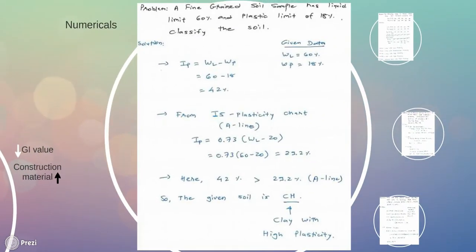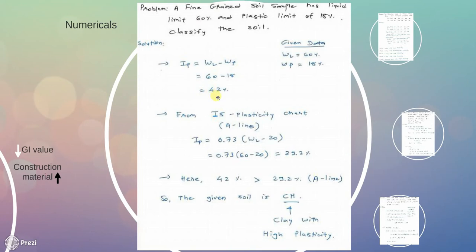Let us go further in the numericals. Problem 1. A fine-grained soil sample has liquid limit 60% and plastic limit of 18%. Classify the soil. As usual practice, we will write given data first. So in given data, WL is equal to 60% and WP, plastic limit, is equal to 18%. I'll find plasticity index first, as WL and WP are there. My IP value, plasticity index, will be 42%.